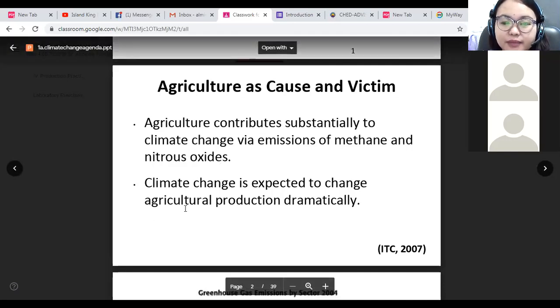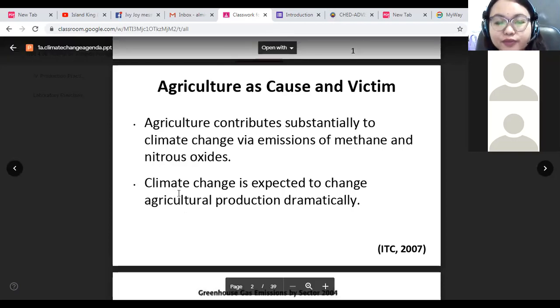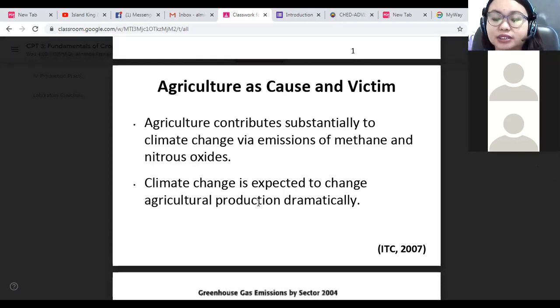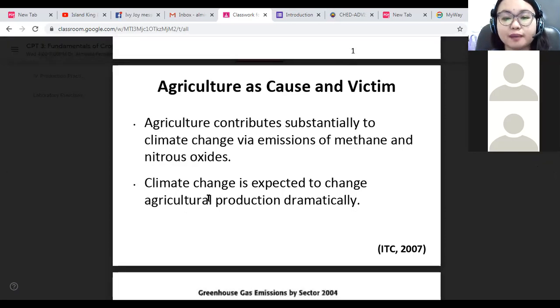Because of this, it will in effect dramatically affect agricultural production. Because what happens when the temperature gets high? When the temperature reaches 50 degrees Celsius, what is the normal temperature now?